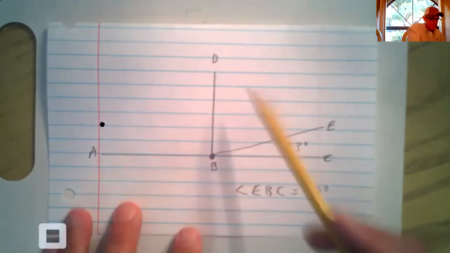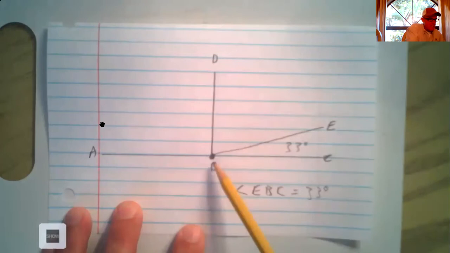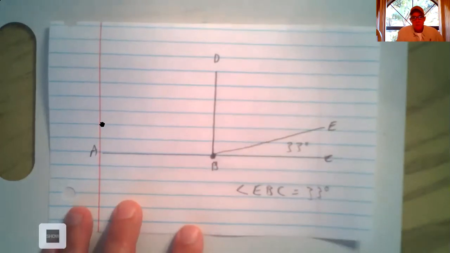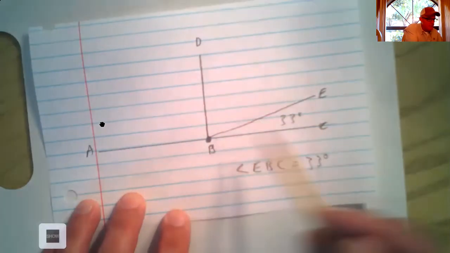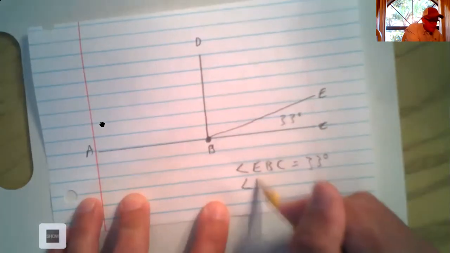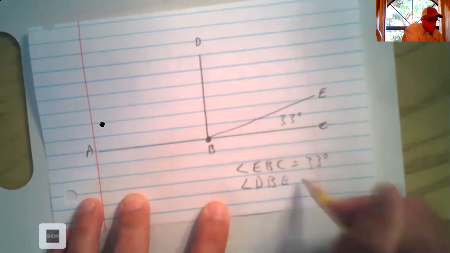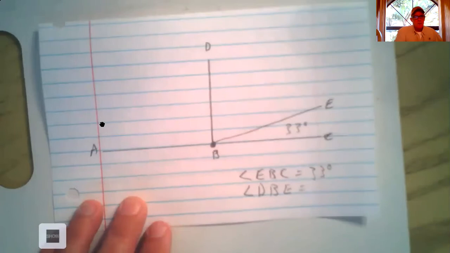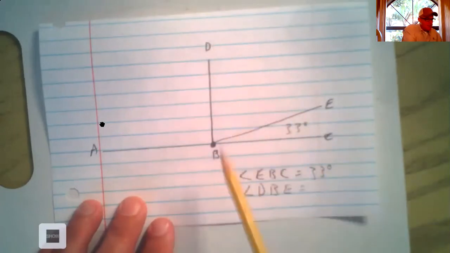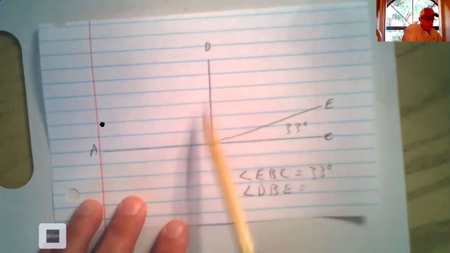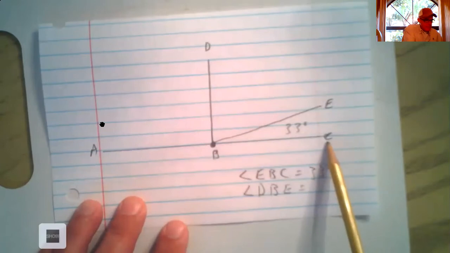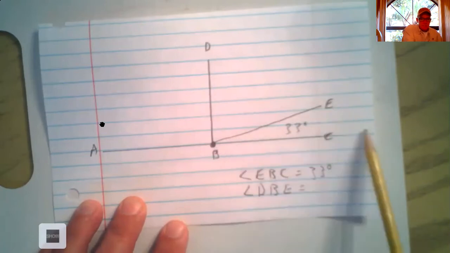I want to know the measurement for DBE. So we are looking at this angle here, DBE. You notice how the B is a common vertex, and that's always in the middle. So I need to find what is angle DBE. So angle DBE equals what? Well, I know that angle DBC is a 90-degree angle. So this right here, angle DBC is a 90-degree angle. And we already have 33 degrees accounted for from angle EBC.